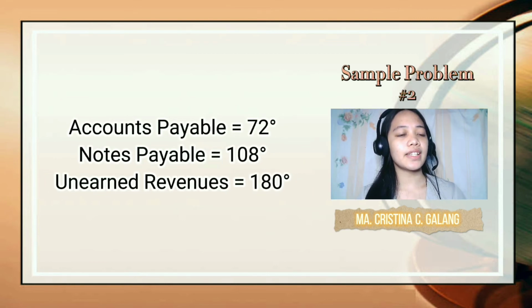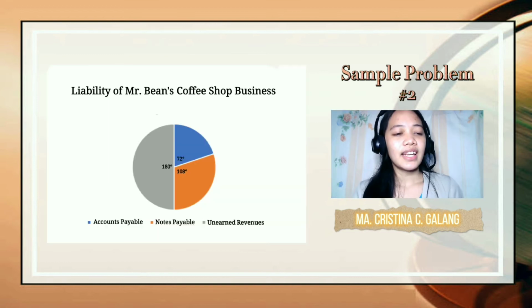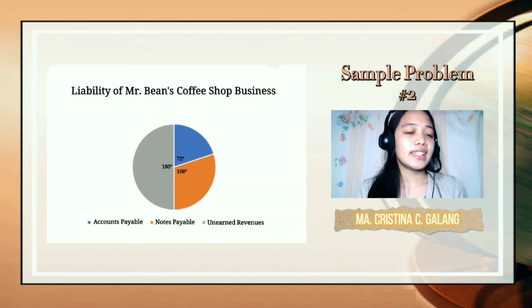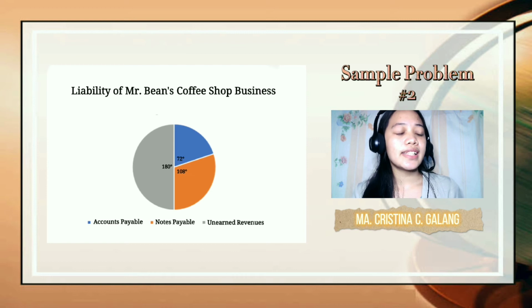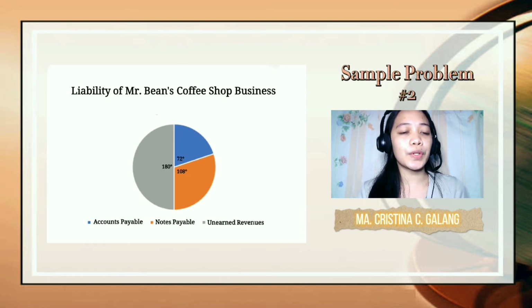After finding the central angle for each component using the formula given, we can now construct our circle graph with the given data. We can notice in the illustration that the size of each slice is proportional to the value of each slice that it represents.